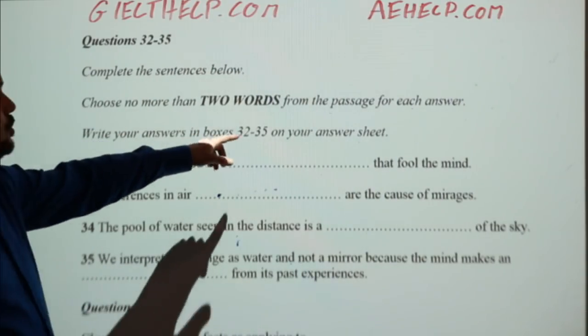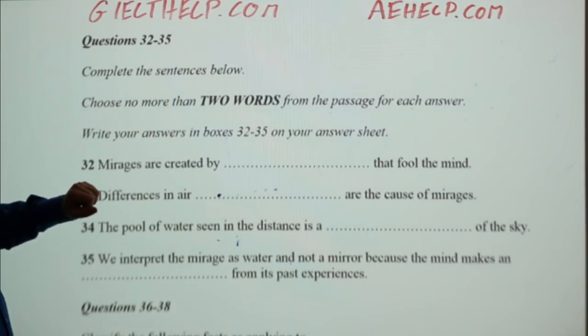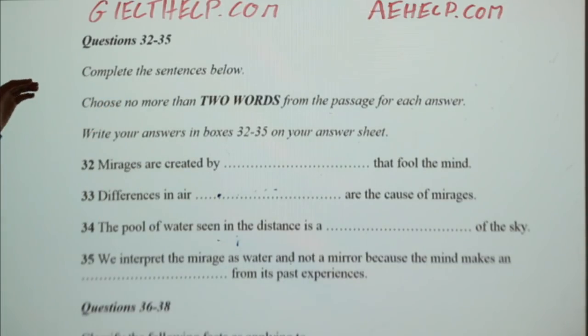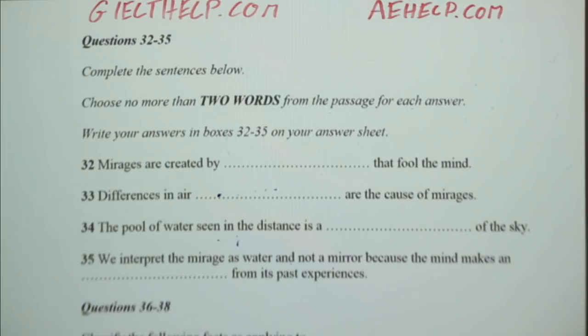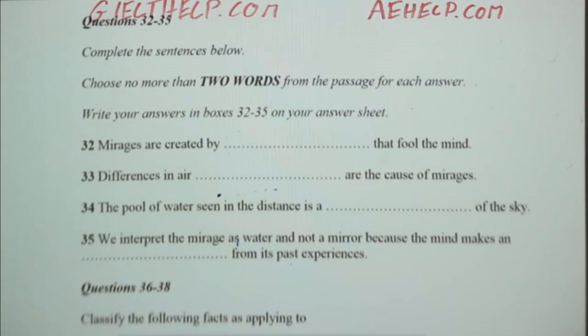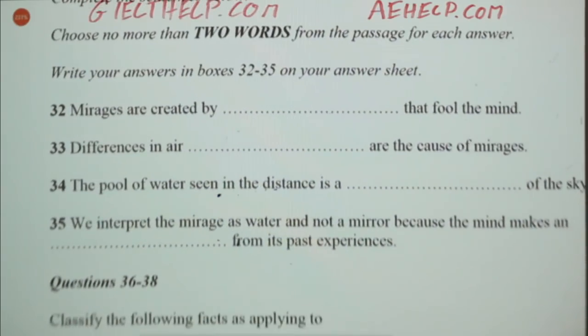Choose no more than 2 words from the passage for each answer. It's complete the sentences below. So obviously this is a fill in the blanks. Do I read this one before the passage? Error prone is good too. So do I read this before the passage? Yes, absolutely. You should definitely be reading these before the passage.